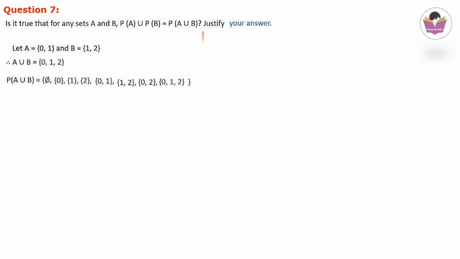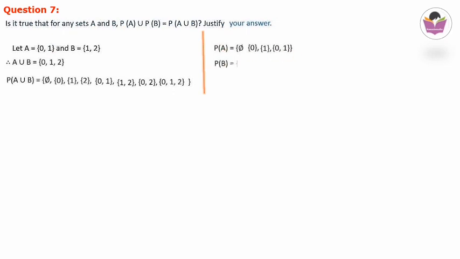So first part is clear. Next is P of A, we are going to write the power set of A. Power set of A means, as before, the null set is a subset of every set, so that we have written. Next is single elements, that is set 0, set 1, we have written. Next, the entire set, that is two elements together, set 0, 1. This is P of A.